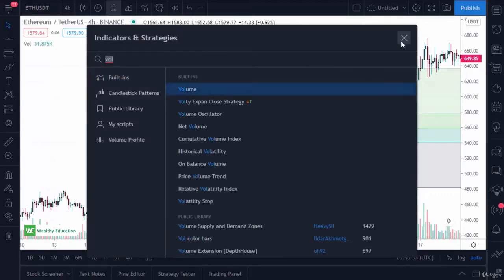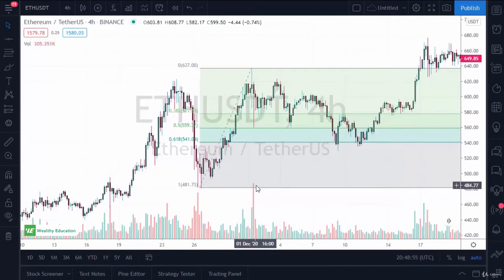Volume. So we put in volume. Notice this big, massive volume spike. That makes sense. But as we rally, the volume isn't picking up. It's just kind of petering out. Lower and lower. So pay attention. If the price is kind of slacking off and so is volume, that tells you there's a lot less interest.